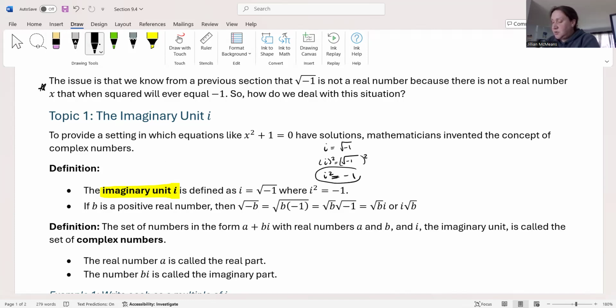So these two things right here are really, really important. You need to remember those. So i equals the square root of -1. i squared equals -1. Okay, so make sure you understand these two things.